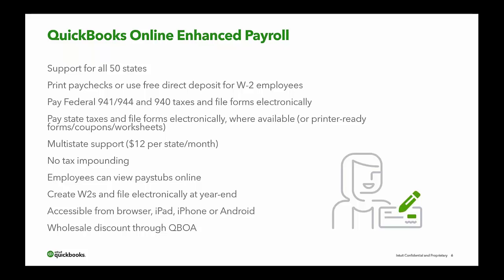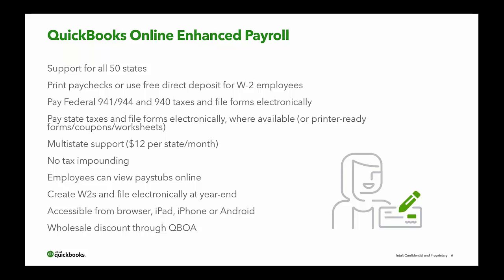We support all 50 states, print paychecks, or use direct deposit. Obviously, we encourage that. For W-2, we do not have the 943 form, so it's 941, 944, 940. E-pay is available, e-filing, of course. There's typically a $2 per employee per month fee. I know sometimes it changes depending on when you had the payroll, but that covers direct deposit and the e-filing of the forms and things like that.